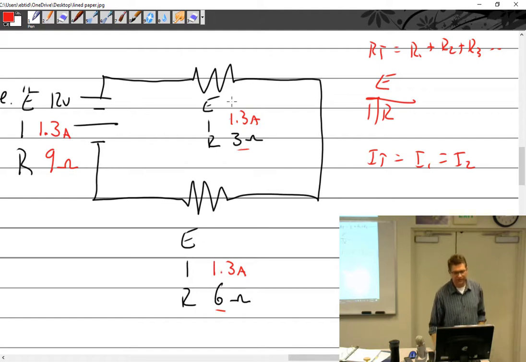What is the voltage here? You guys got this, it's interactive. 3.9. I hear two people. Have you guys checked out on me? It's 3.9 volts. 1.3 times 3 equals 3.9 volts. 6 times 1.3, 7.8. Have you guys already checked out on me?